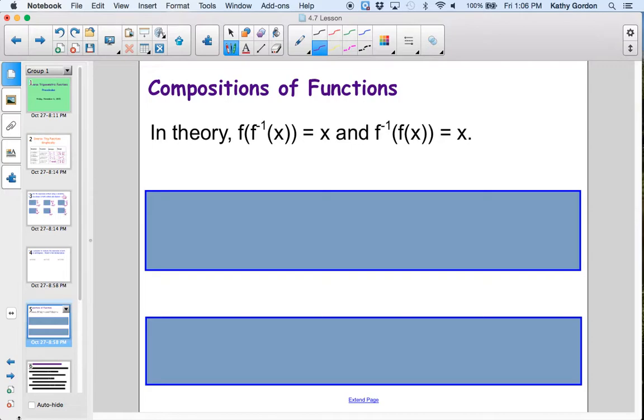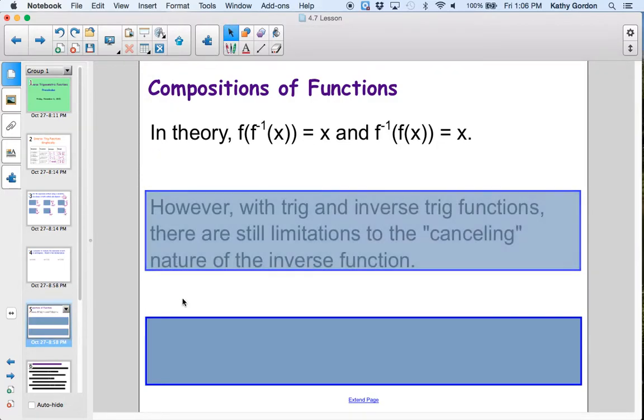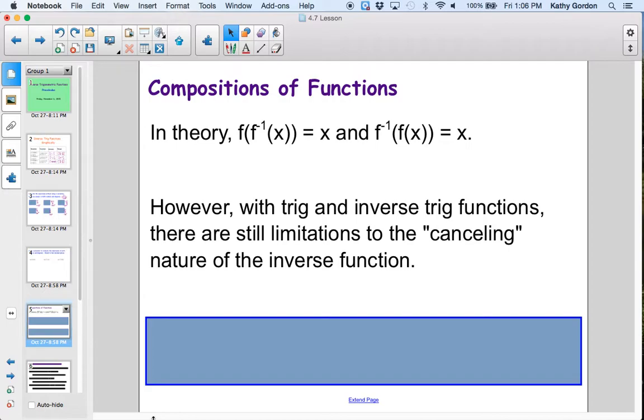Theoretically, that's how it's supposed to work. Realistically, because there are limitations with the trig functions, we have to be careful about that with inverse trig, because it doesn't always work to just cancel it out. So we have to continue to think about those limitations when we're trying to decide: can I just cancel out the sine and the inverse sine, or is that not going to work?